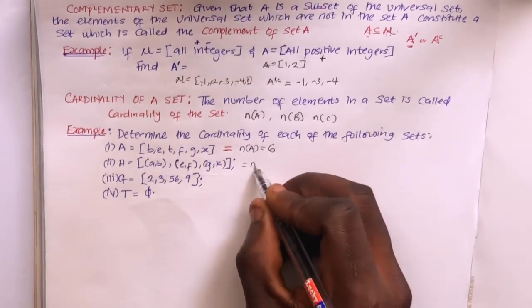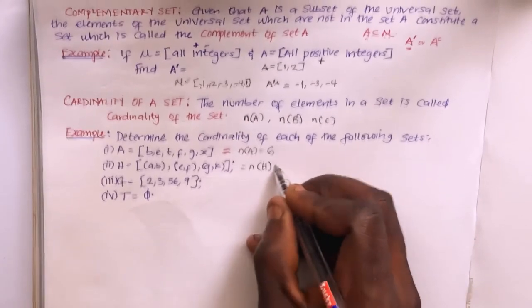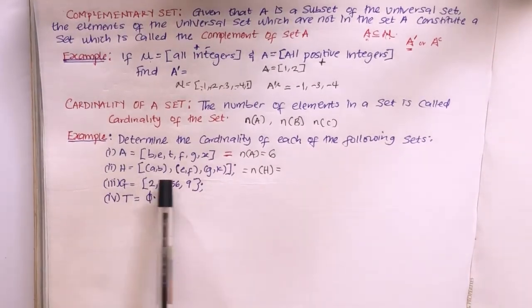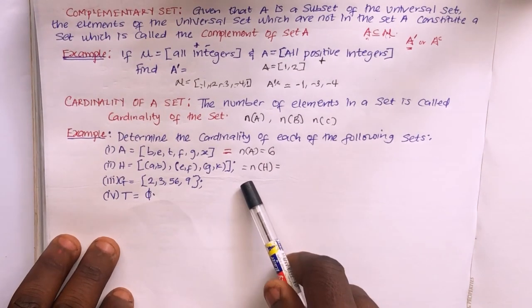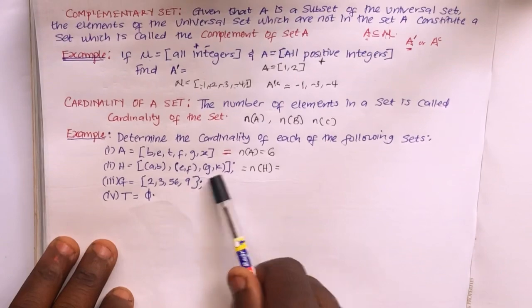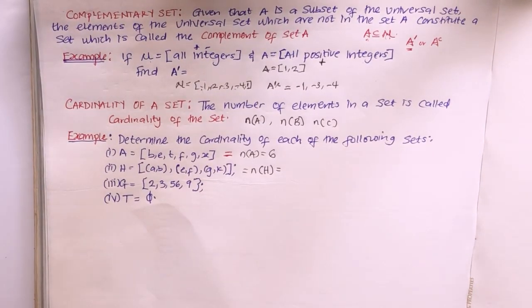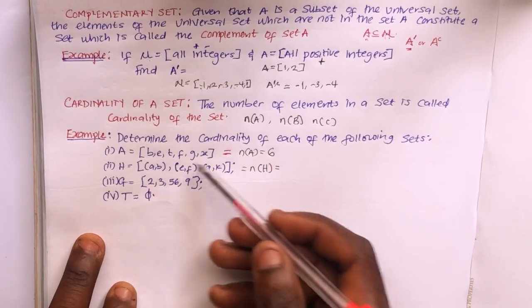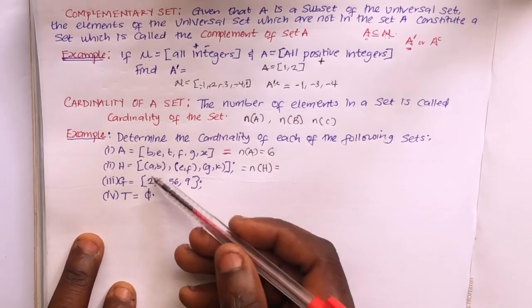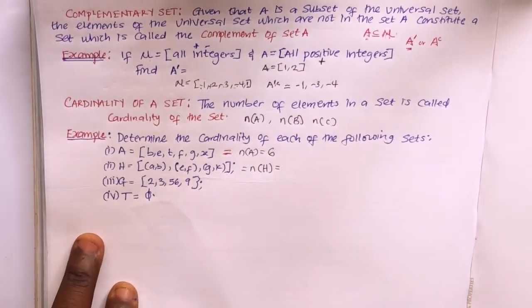Cardinality of H, in this case. You're having A, B, E, F, G, K. They put them inside a brace, that is, they put them inside a bracket. If you look at this, they are still elements. A, B, E, F, G, K, they are elements. So you count them together. 1, 2, 3, 4, 5, 6. Since all of them are found in H, you have 6.